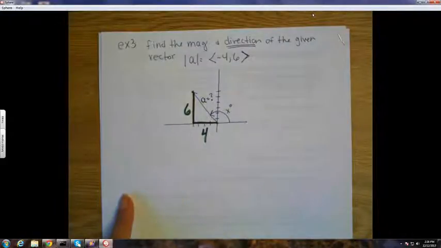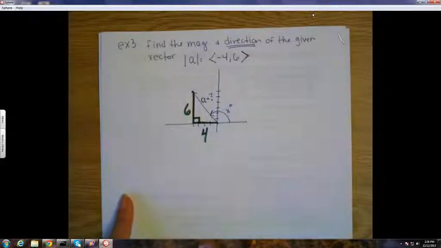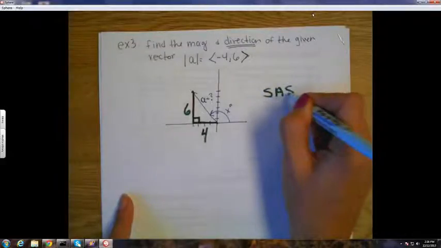Do we have enough information to run a program? No. What didn't I put in there that we know? The 90-degree angle. So, you're going to run a SAS, but then we're going to have to interpret some answers here.